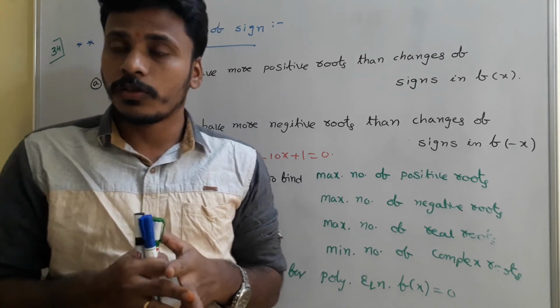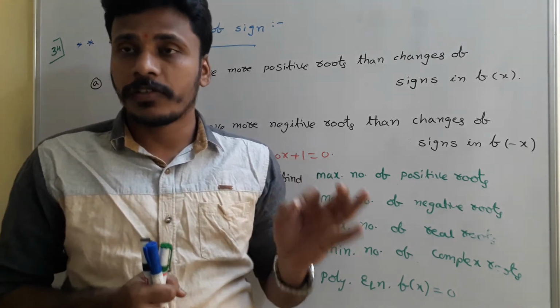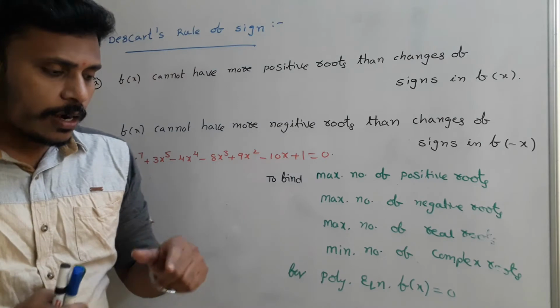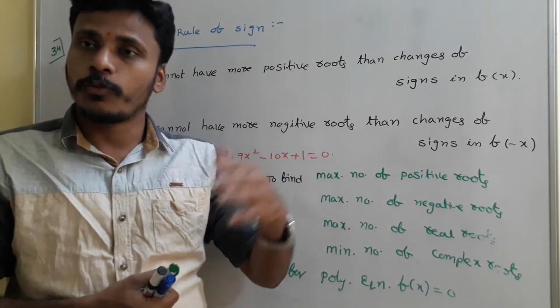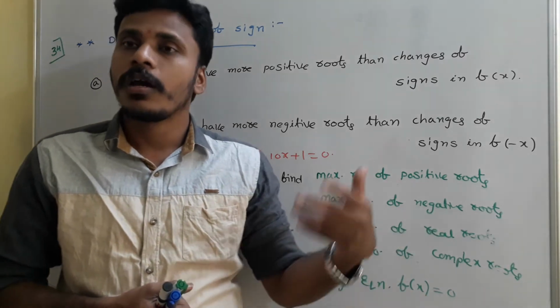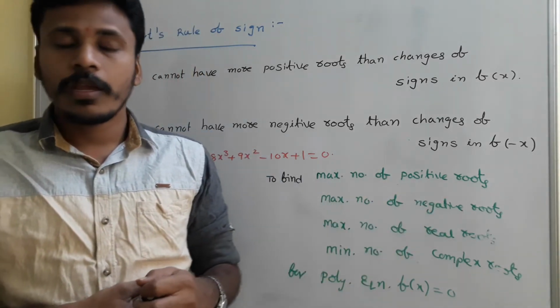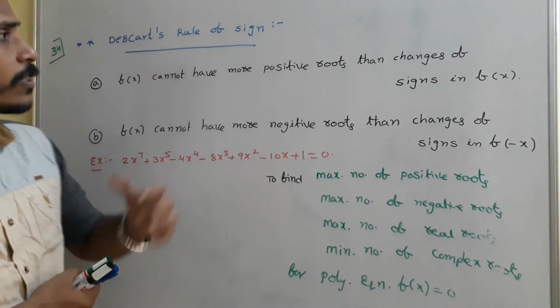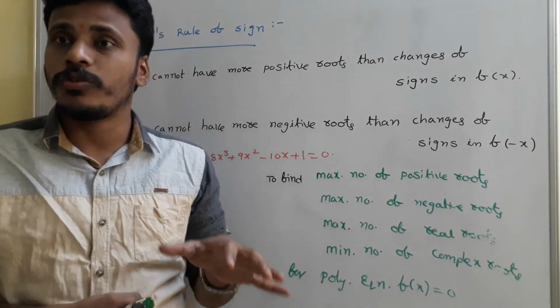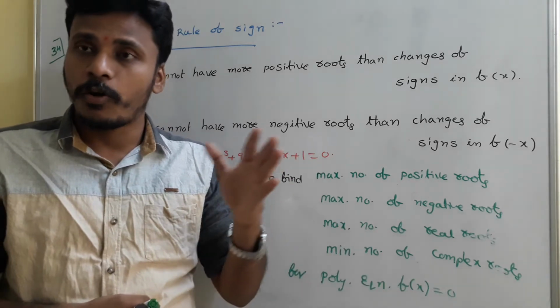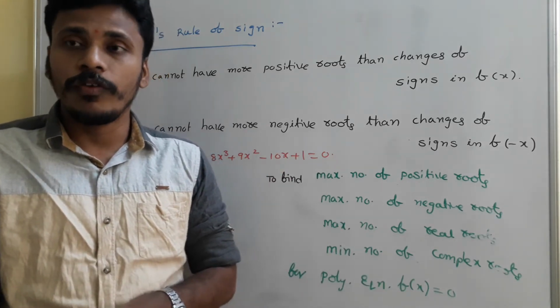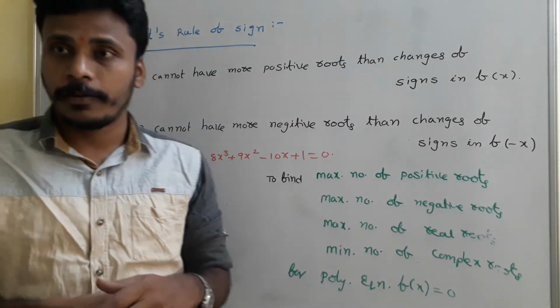We are going to discuss what? Descartes rule of sign. Okay. Already we discussed different things related to polynomial equations like reciprocal equations, multiple roots and different aspects. So this Descartes rule of sign basically helps us to decide the number of real roots or the number of complex roots. We will decide using this Descartes rule of sign.